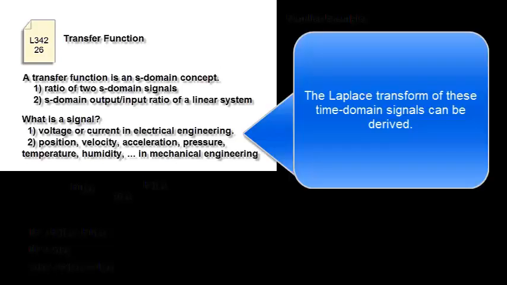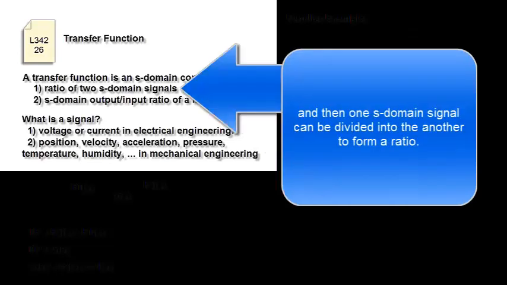What is a signal? Voltage and current are common in electrical engineering. Position, velocity, acceleration, pressure, temperature, humidity, and many more in mechanical engineering. These are all time domain signals that are common in electrical engineering and mechanical engineering. The Laplace transform of these time domain signals can be derived, and then one S-domain signal can be divided into another to form a ratio. That's a transfer function.